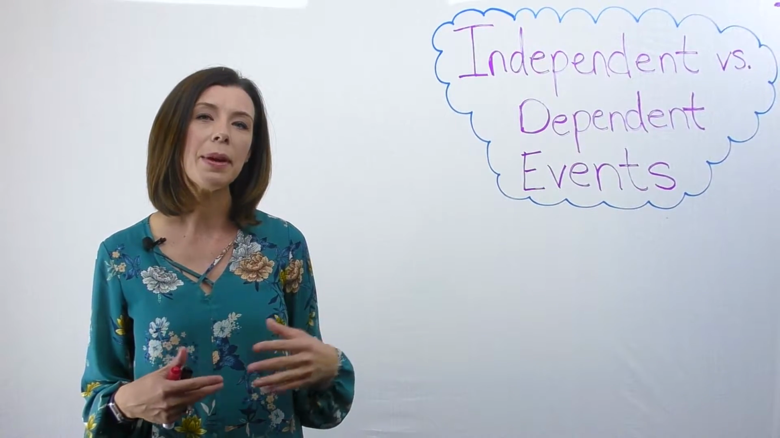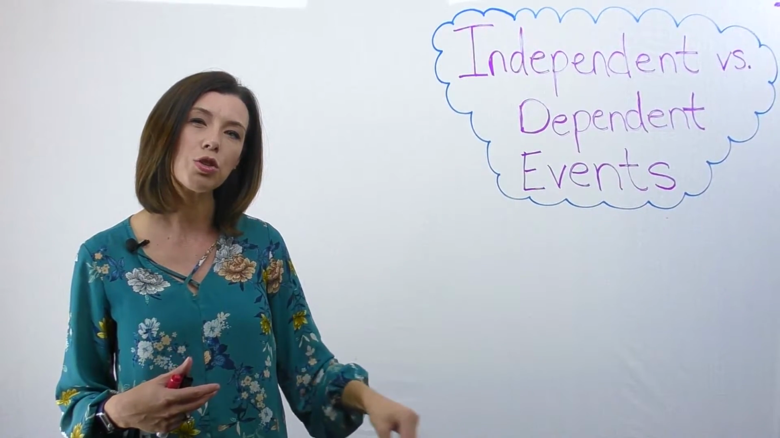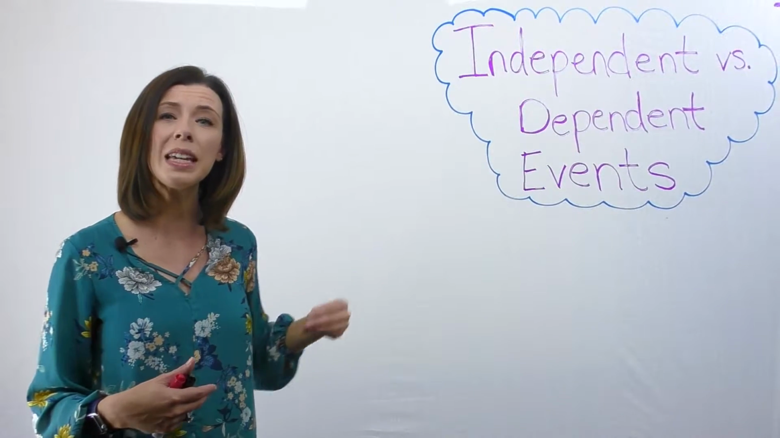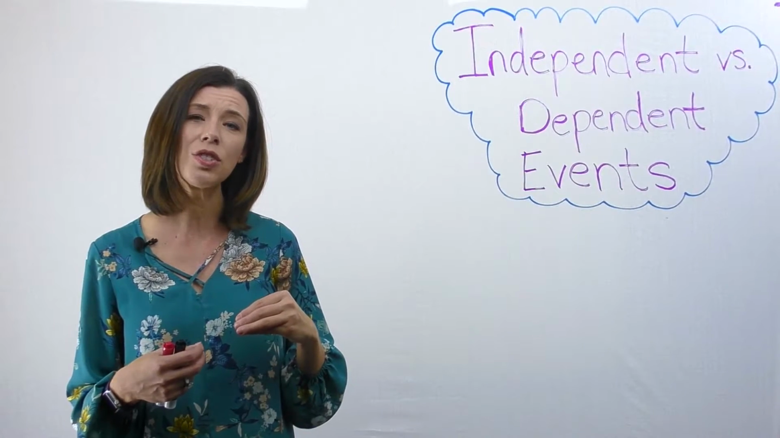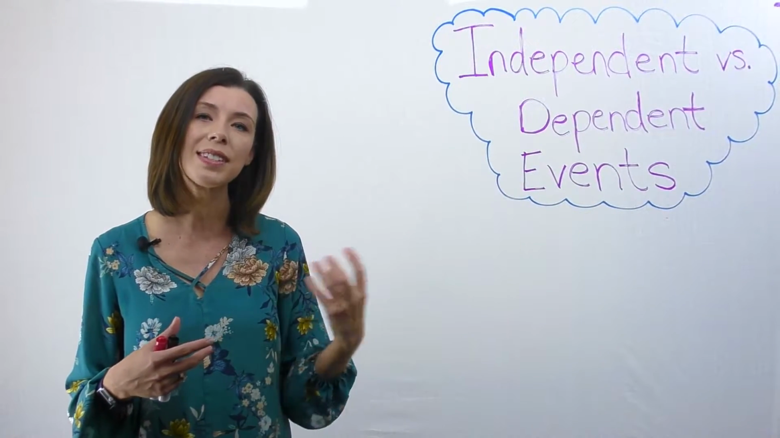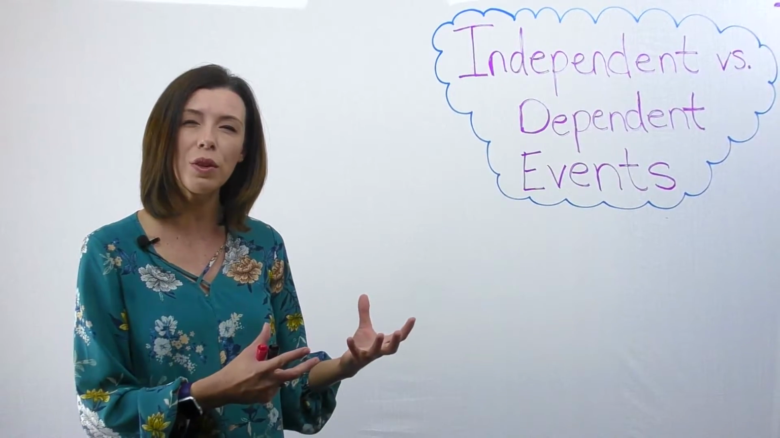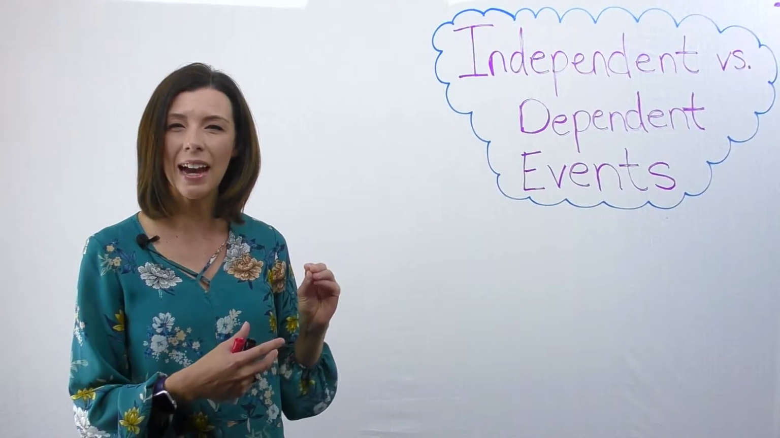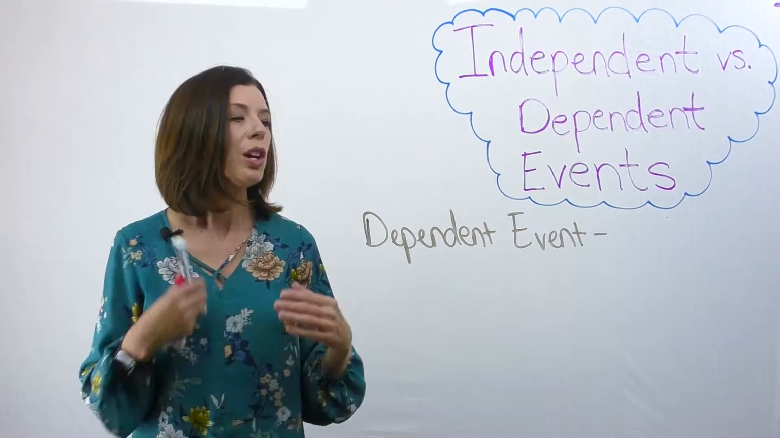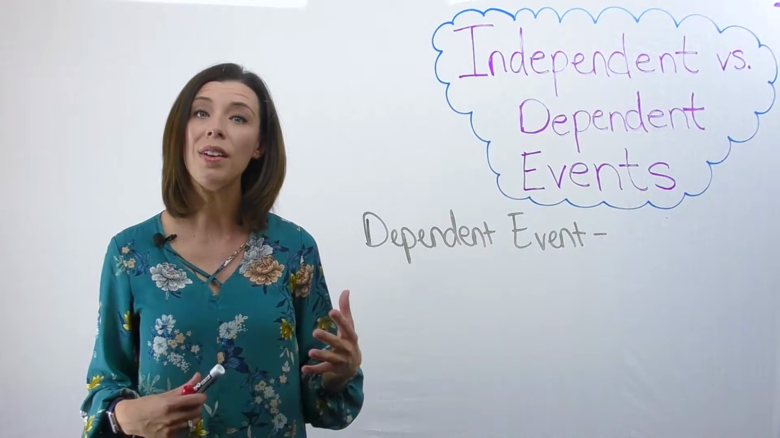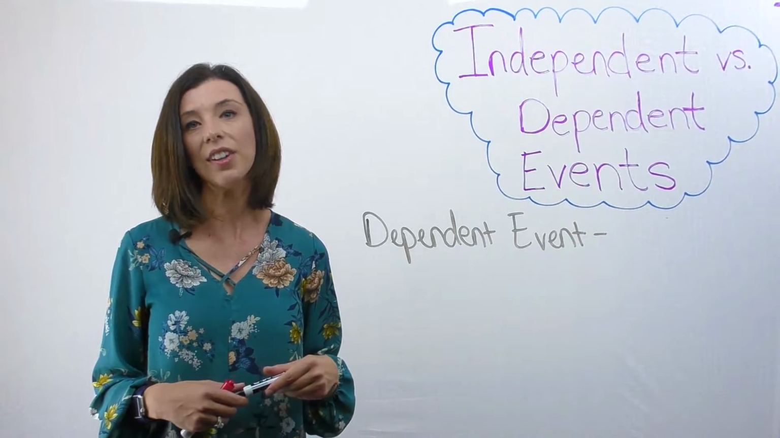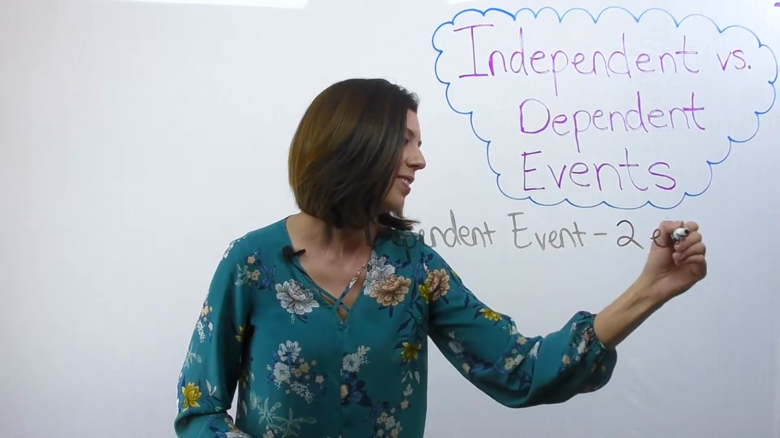Another example of a dependent event would be if I were drawing a card and then keeping that card and putting it in my pocket. Again, now my sample space is changing. I no longer have the same amount in my pool, if you want to think of it that way, that I am picking out of. So dependent events are two events where one event does affect the likelihood that the other one will occur.